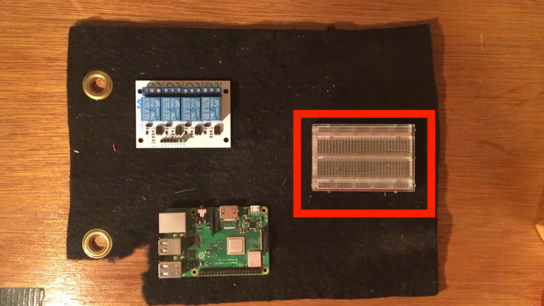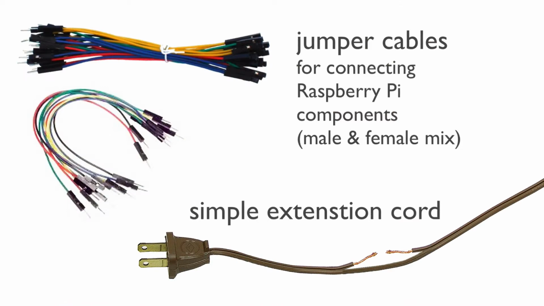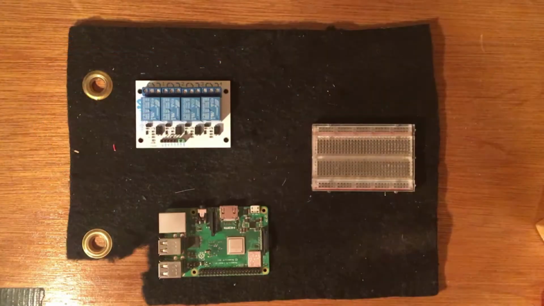Next, we need a breadboard to set things up. And finally, we need 6 jumper cables along with a wall plug extender, which we cut and then split the wires. I'll explain this part more later on because it's a little bit confusing.